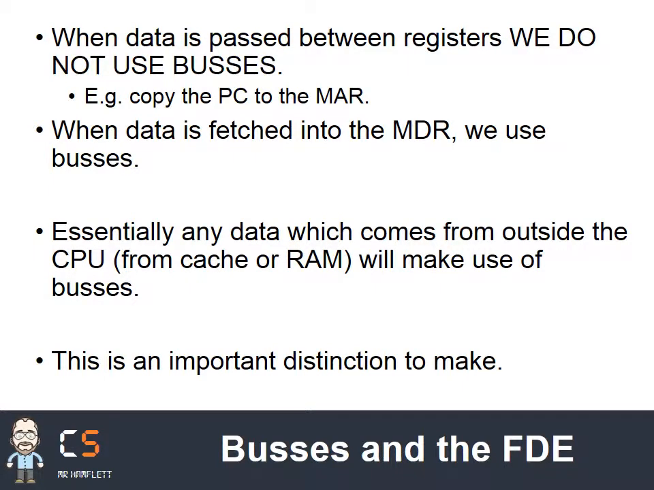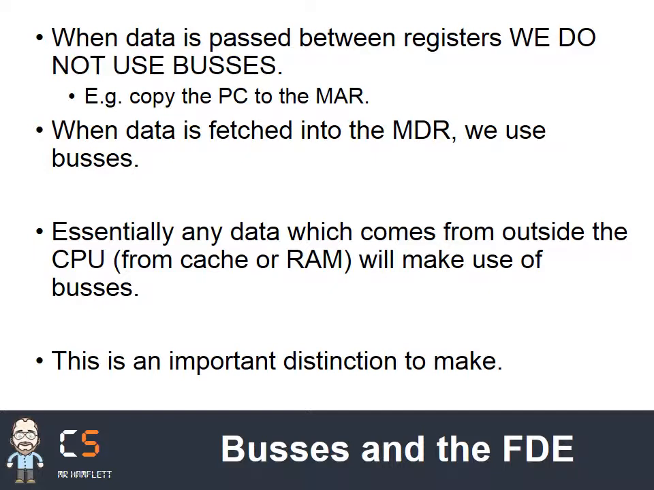Now, to finish off, we just need to very quickly look at how the buses and the FDE cycle work together. Okay, so one thing to be really clear is that when data is passed between registers, so for example, when I copy the program counter to the MAR, we don't use any buses at all. Okay, they're not actually going outside the CPU. So the only time we ever use a bus is if data is going in or out of the CPU. Okay, because for all the registers inside the CPU, we don't need buses.